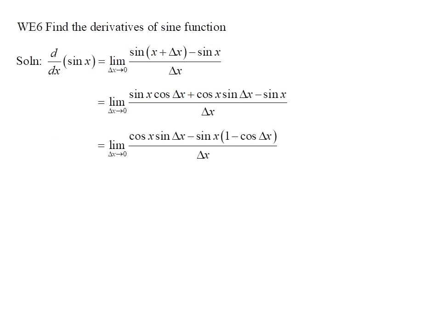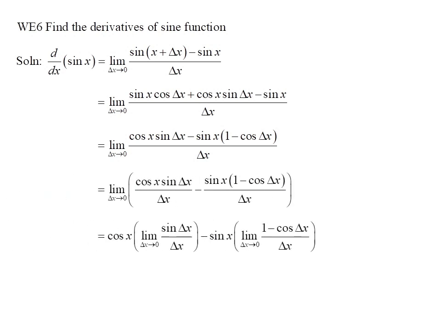Hence, the derivative function of sine x equals the limit of the ratio of cosine x sine delta x minus sine x times open bracket 1 minus cosine delta x close bracket, over delta x as delta x approaches 0, which can be further simplified to cosine x times the limit of sine delta x over delta x as delta x approaches 0 minus sine x times the limit of 1 minus cosine delta x all over delta x as delta x approaches 0.